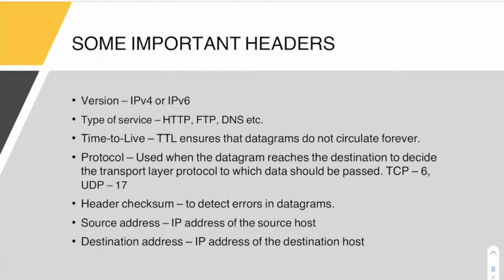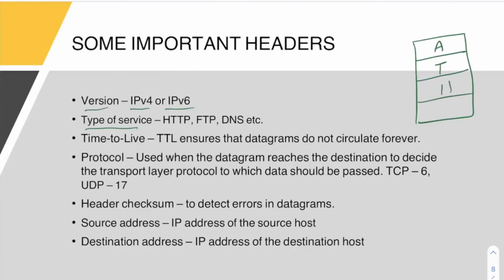So version is basically IPv4 or IPv6. We'll discuss that later in more detail. Now, what is type of service? Let's understand this. You will have four important layers: application at first, then transport, then network, and then, let's say, link layer. Whatever protocol the application layer is using, that will be stored in type of service.